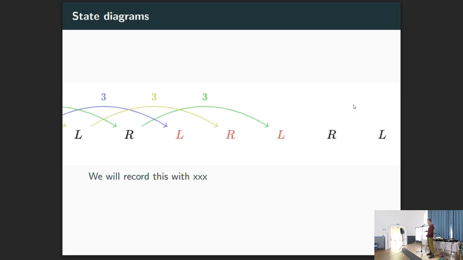And we will record this moment of stuff coming down with XXX, because they're coming down right after each other. And I've highlighted the moments at which they come down, right? Bear with me. This is the hearing and showing part.